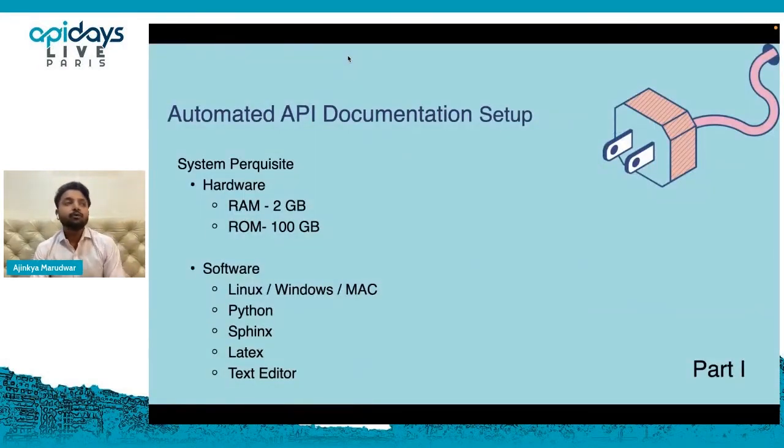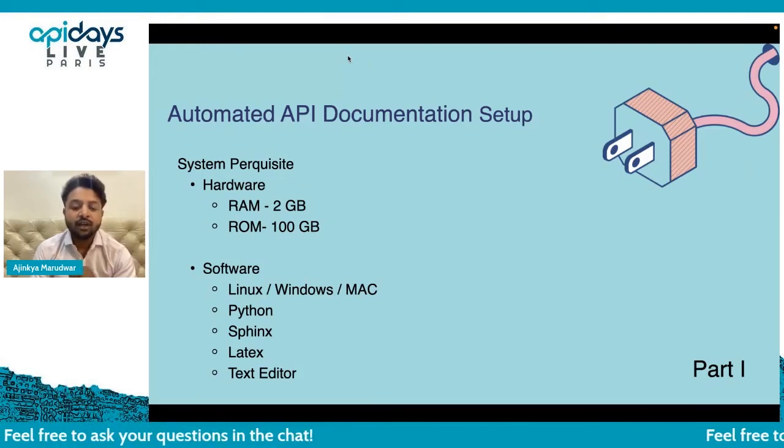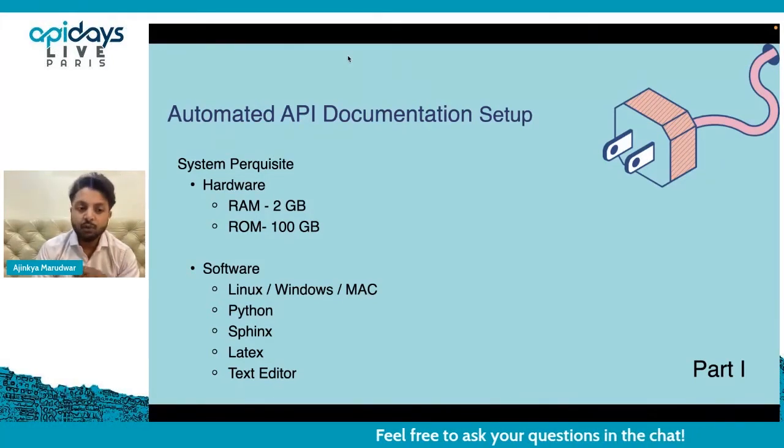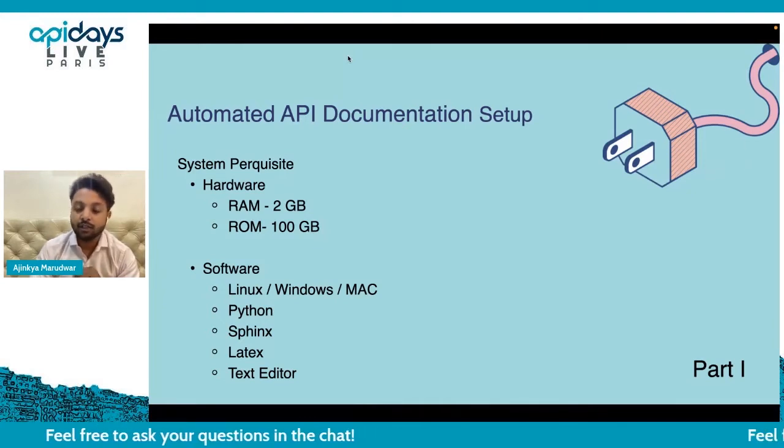So how would we do an automated API documentation setup? The setup is pretty easy. It requires very minimal configuration, like 2 GB RAM, and it can be done on any machine, Linux, Windows, or Mac, on which you need to install the latest version of Python, Sphinx, LaTeX, and a text editor. The text editor is basically to write your RST files, config files, Python code, and everything. LaTeX is only required when you need to generate a PDF output. If you are not generating a PDF output, LaTeX installation is not required.